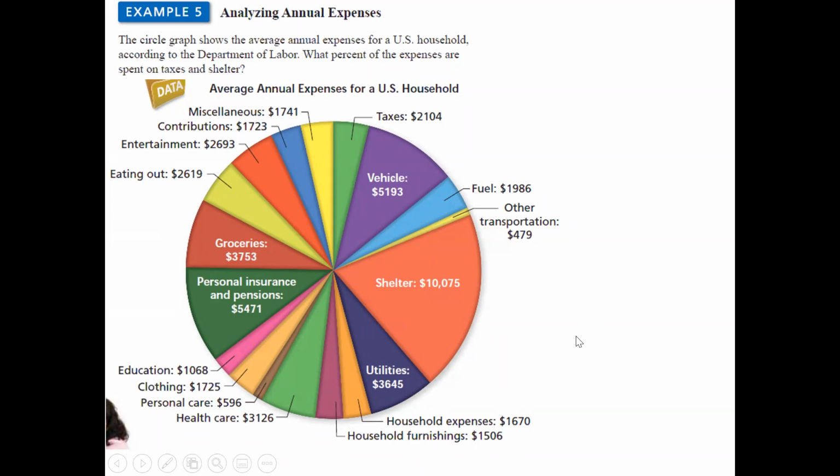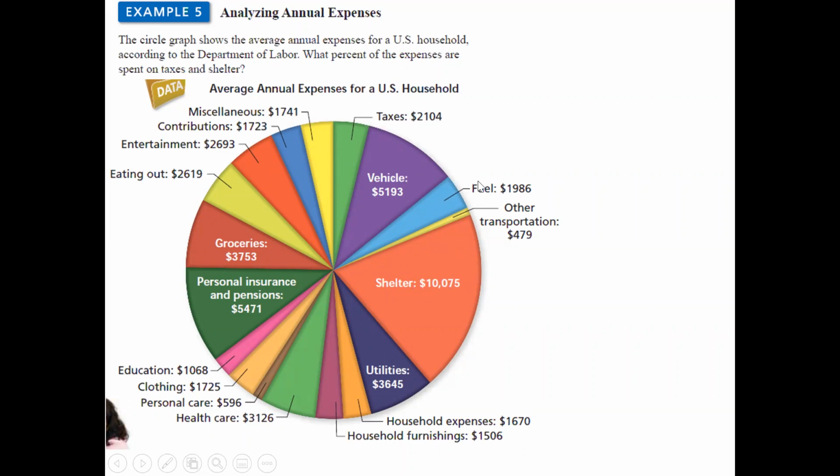So with that said, let's take a look at what they're asking for. It says, the circle graph shows the annual expenses for the U.S. household. According to the Department of Labor, what percent of expenses are spent on taxes and shelter? And let's take a look at taxes right here. 2,104 is spent, and shelter, 10,000 is spent. But we got to find a percentage.